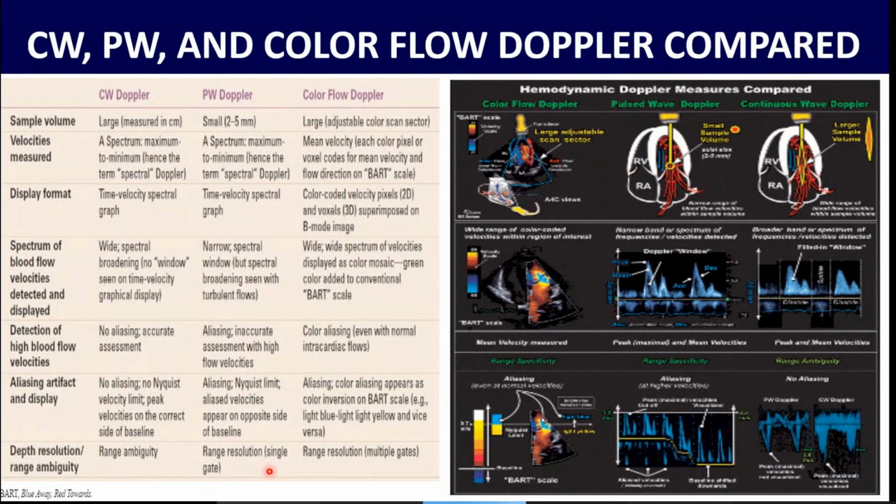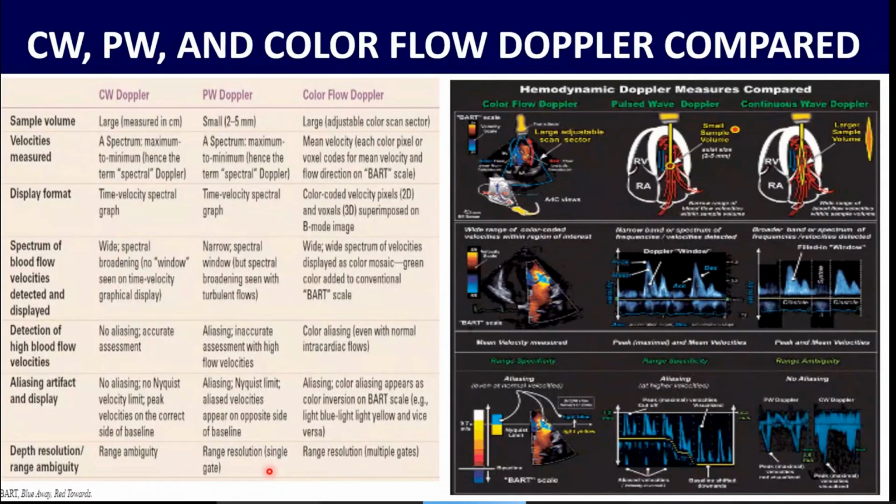What we have done in the last 20-30 minutes is that we defined what is Doppler shift. Then we went into 4 different types of Doppler: pulse wave Doppler, continuous wave Doppler, the color flow Doppler and the tissue Doppler. What are the major differences?